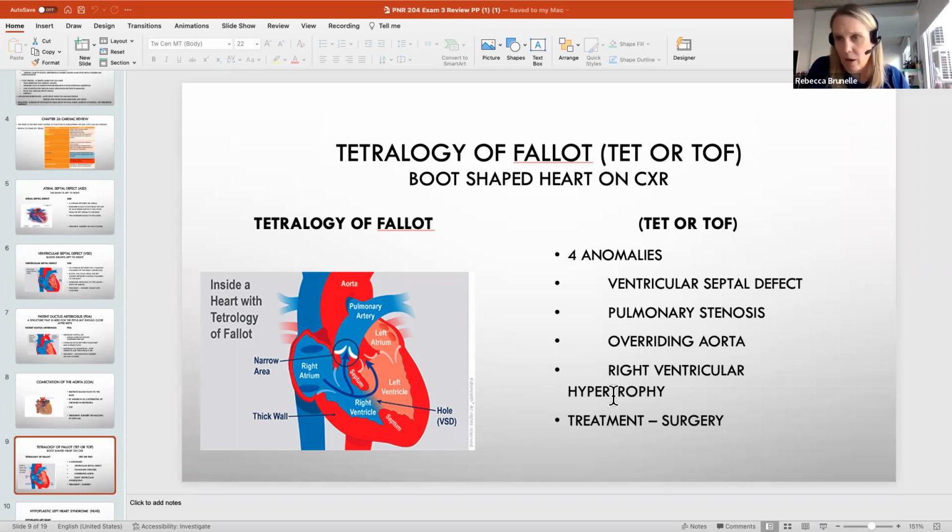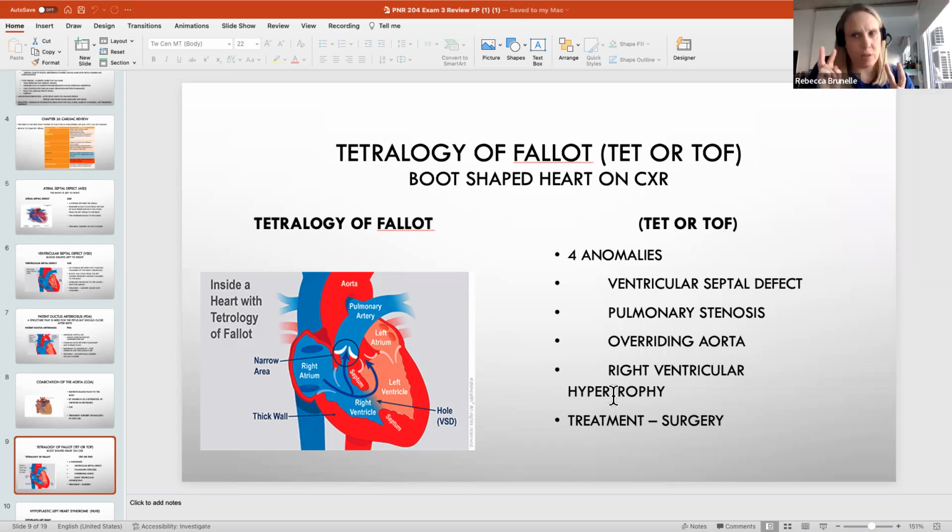This is something they cannot do in the cath lab. They're always going to have surgery, and they can have what's called a TET spell. What can you guys tell me about TET spells? Do you think they're blue or not blue when they have a TET spell, like cyanotic? They're blue.